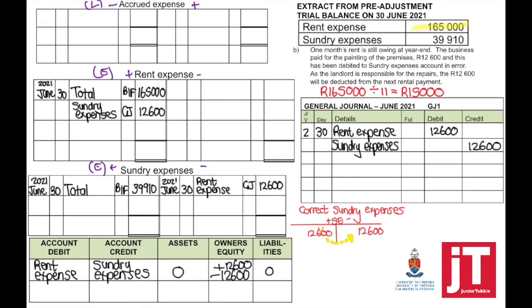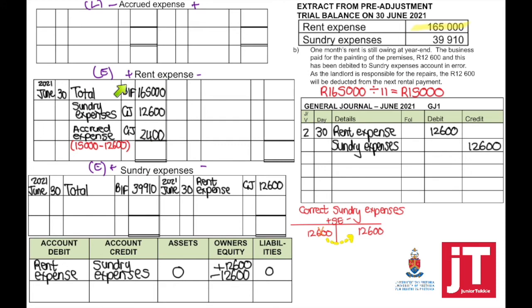Now to show the monthly rent, which is still outstanding. The total rent expense is 165,000 because 1 month is still outstanding. It means that we need to divide that by 11 to find the monthly rent. So this means 15,000 still needs to be paid. But now, 12,600 of that we have already actually paid by doing the repairs. So the amount that is still outstanding is 15,000 minus 12,600, which is 2,400.